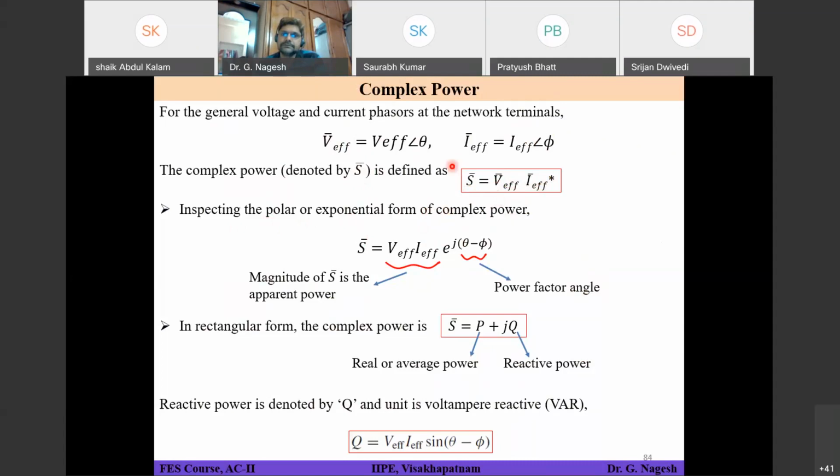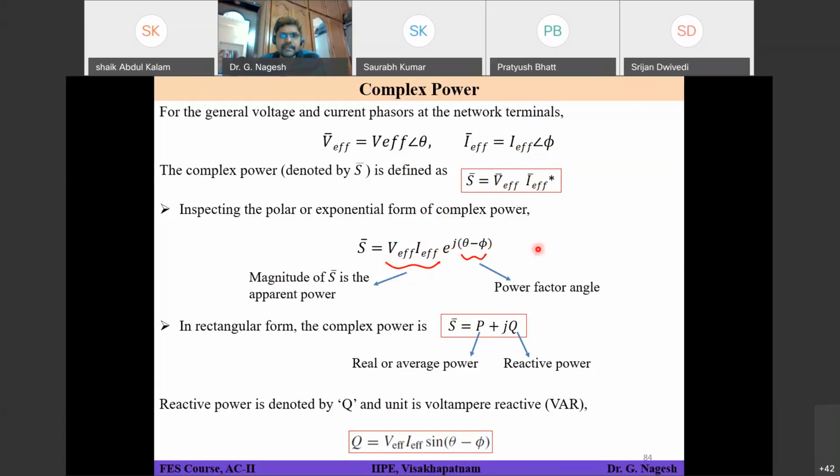Okay, this is your voltage. V effective at an angle of theta is your voltage in polar form. I effective at an angle of phi is your current in polar form. If I substitute these two in this complex power S bar, what will I get? V effective into I effective into e power j into theta minus phi. Is it clear or not? Are you able to understand it or not?